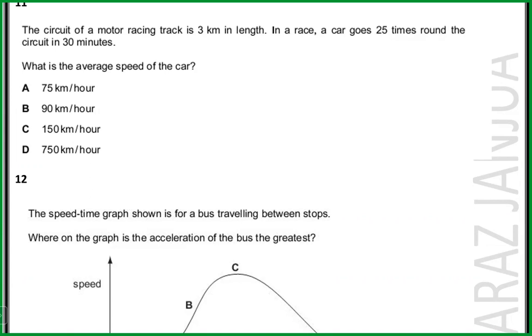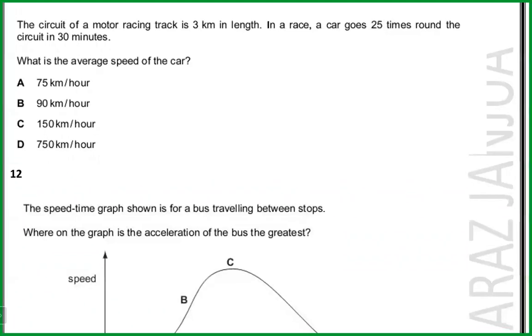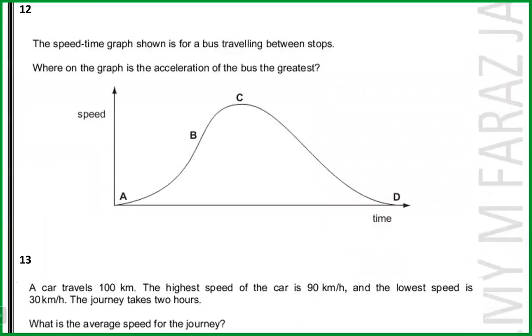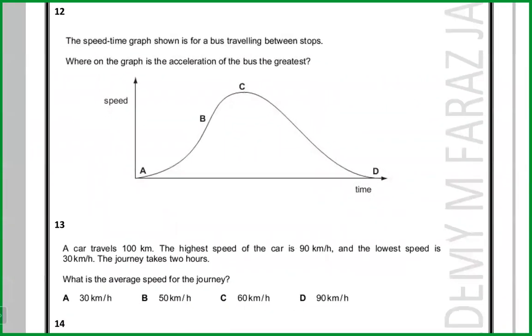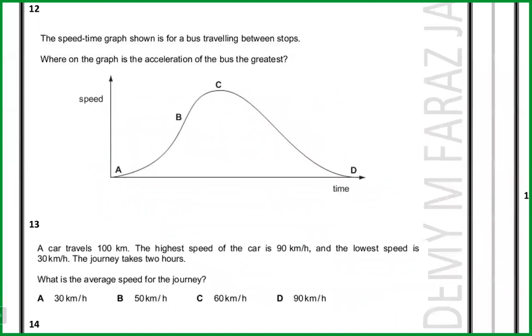So when you convert 30 minutes to hours, it is 30 divided by 60, 0.5. And the total distance traveled will be 3 kilometers for one circuit and 25 times around the circuit. That means 75 kilometers in 0.5 hours. 75 divided by 0.5 is 150 kilometers per hour. And even if we do it your way, 75 divided by 30 is 2.5 and 2.5 multiplied by 60 is 150 kilometers per hour. Okay. Let's see if you can do question number 12 and 13.